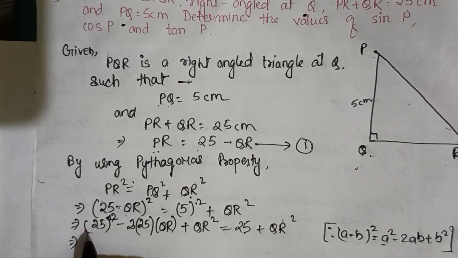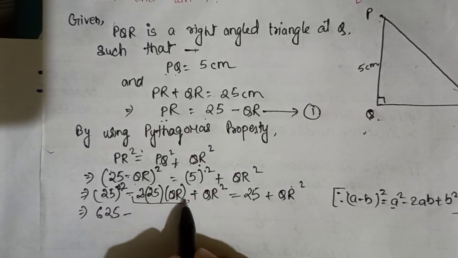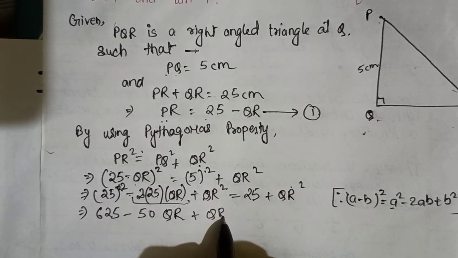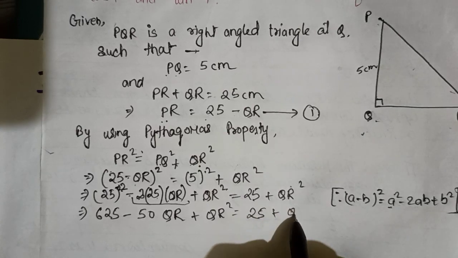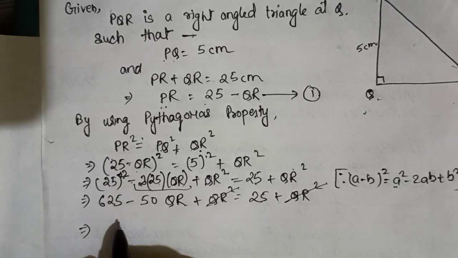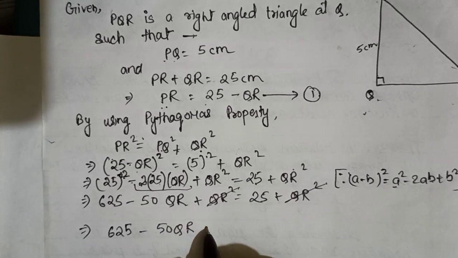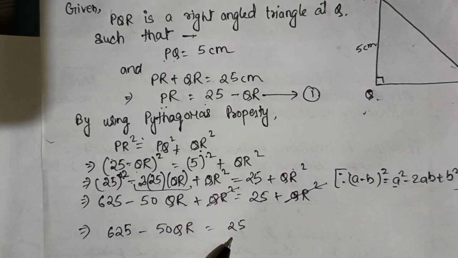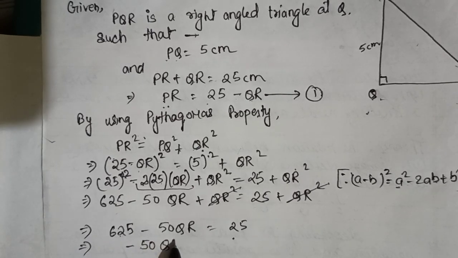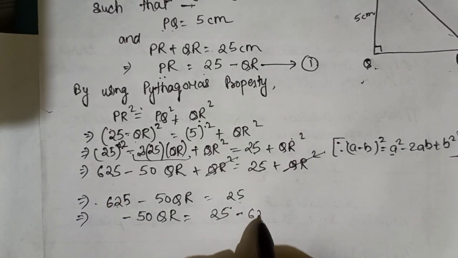So 25 square, if we square it, we will get 625, minus 2 into 25, which is 50 QR, plus QR square, same, and this side also we have to write the same. We can see that QR square and QR square cancel from here. So what is left is 625 minus 50 QR equals 25. Now we send this number to the right hand side. Before 625 it is plus, so it will be minus 625.